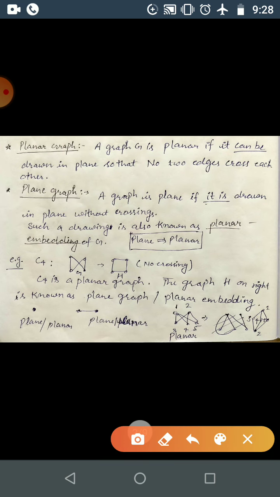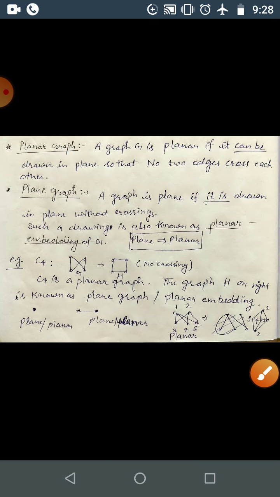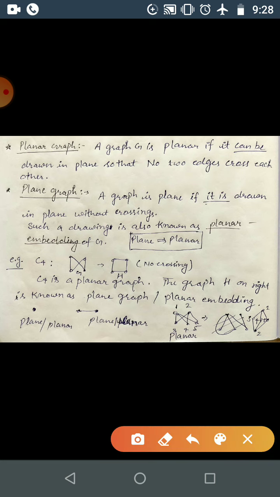So come to planar graph. A graph G is said to be planar if it can be drawn in the plane so that no two edges cross each other. Okay, so again, a graph G is planar if it can be drawn. I'm just saying it can be drawn. So whether it is already drawn or not doesn't matter, if you can draw it such that no two edges cross each other.